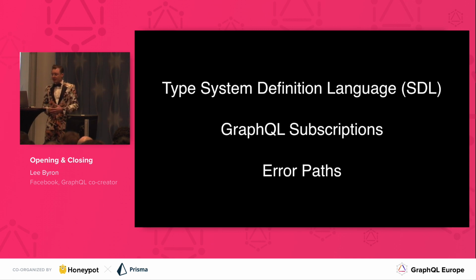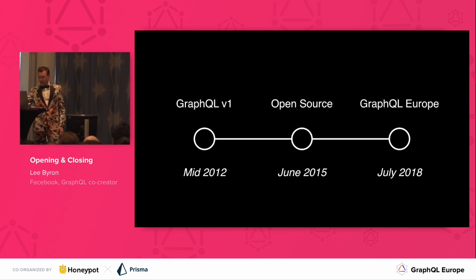It includes a lot of stuff that we've been talking about, like the type system definition language. We often call that the SDL. GraphQL subscriptions is in there, error paths. These are just 3 of dozens of major changes in that new version of the spec. All of these were designed and discussed with the community first.